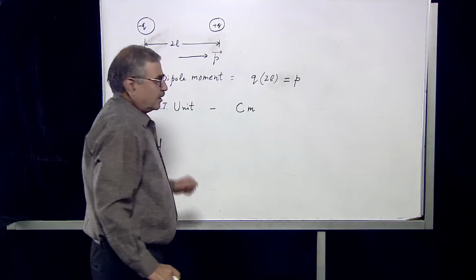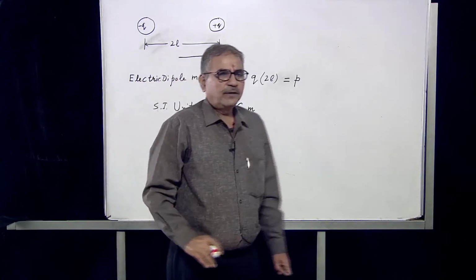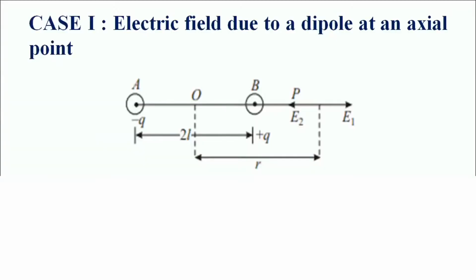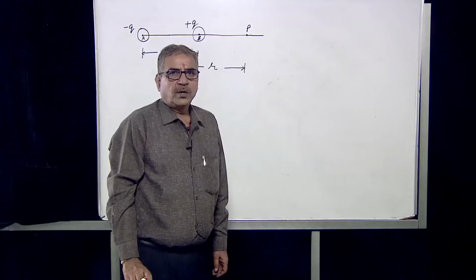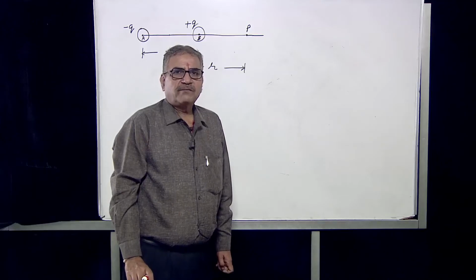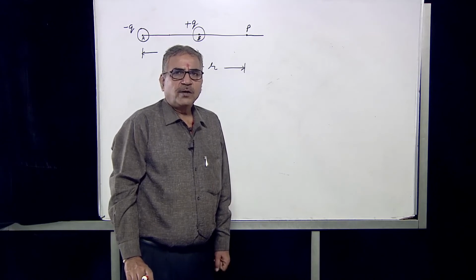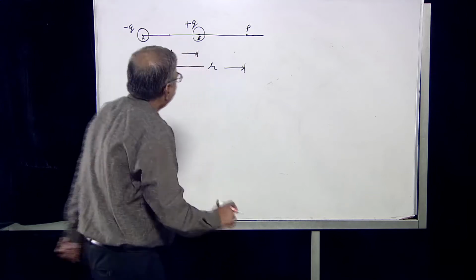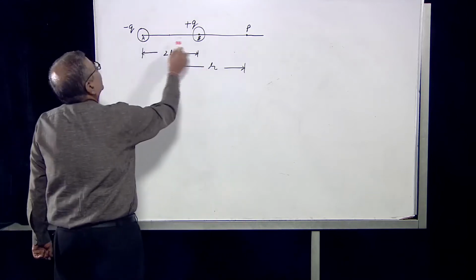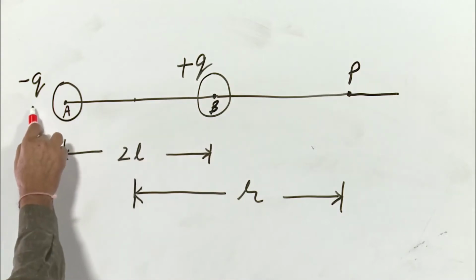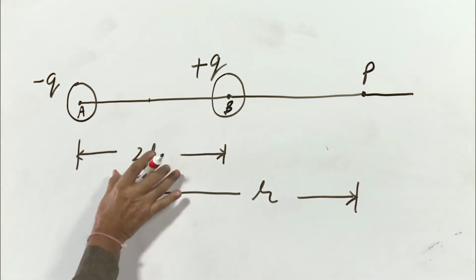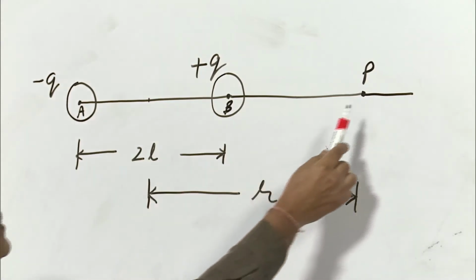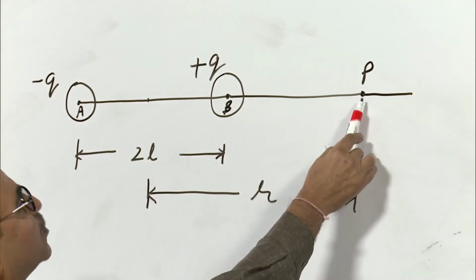Now, let us calculate the electric field due to the dipole in two special cases. First, we will take the case when the point is on the axial line of the dipole. Now, we will calculate the electric field due to the electric dipole when the point P lies on its axial line. Let us come to this figure. Here, this is the electric dipole. Charge minus q is here, charge plus q is here. They are separated by small distance 2L and the point P where the electric field is to be found.